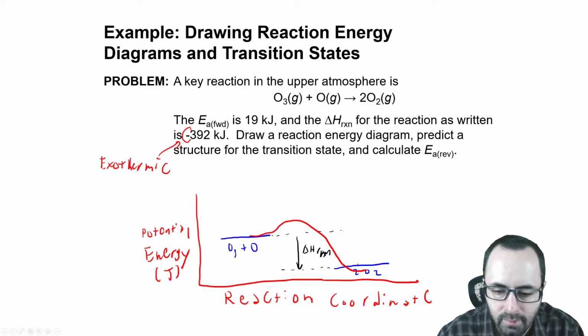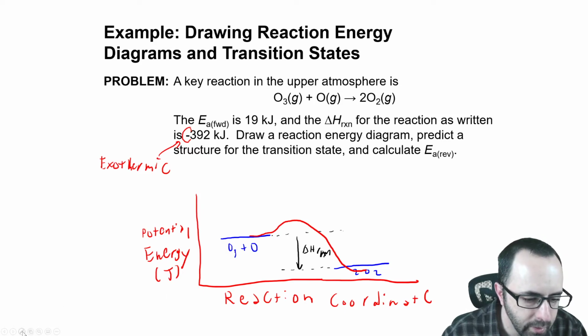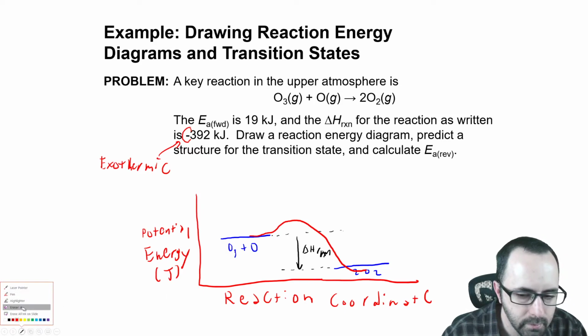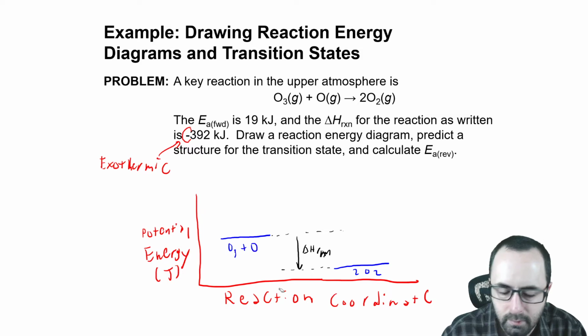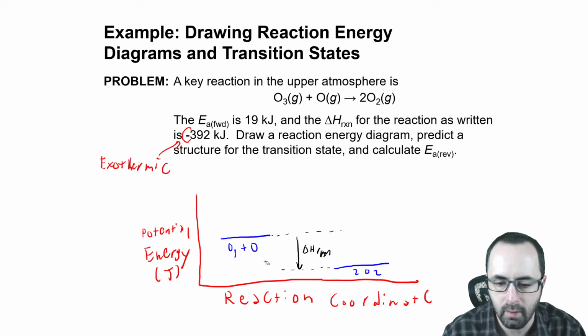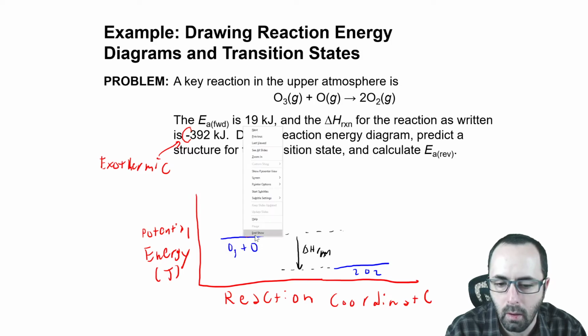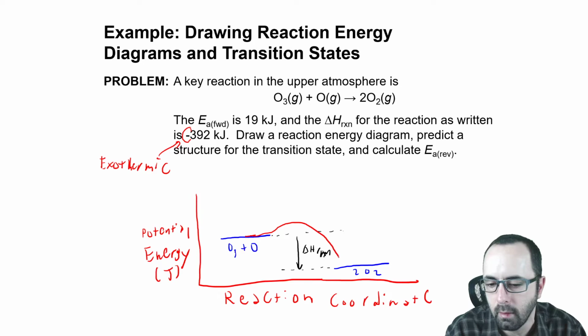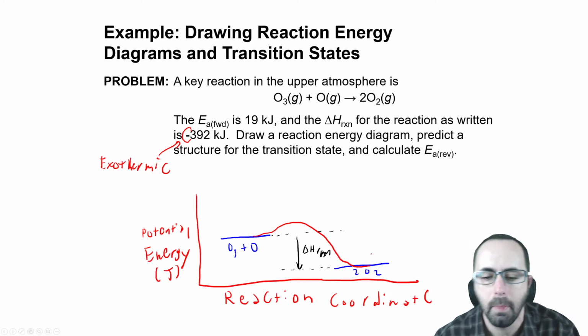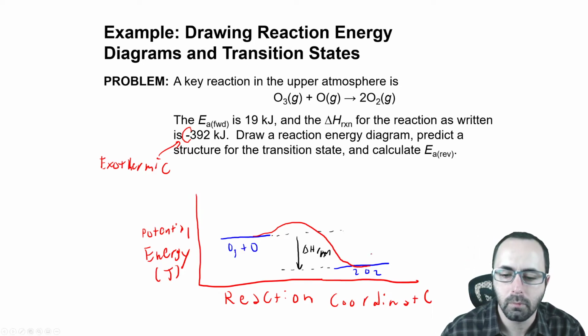Oh, let me get my eraser out here. Okay, let's try that again. So I'm going to draw a little baby hill, and then it's going to go, okay, like that. All right, and so now we can label the rest of it.